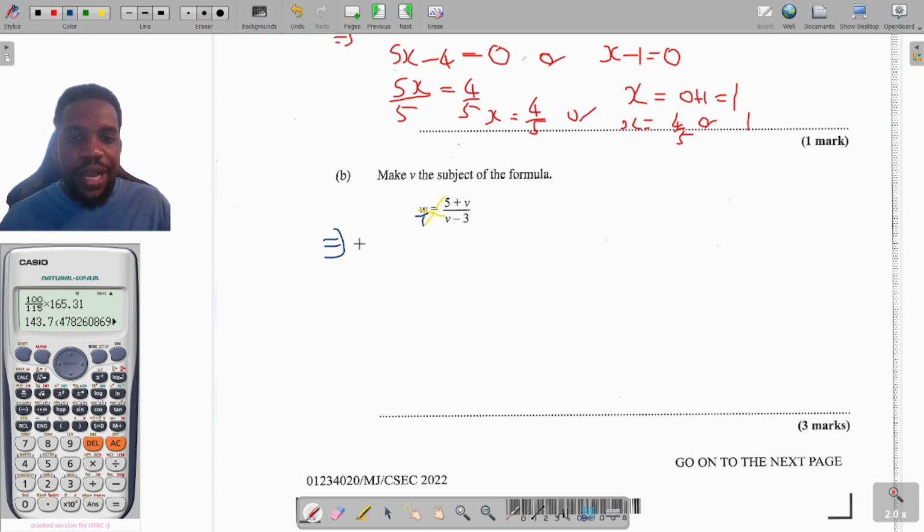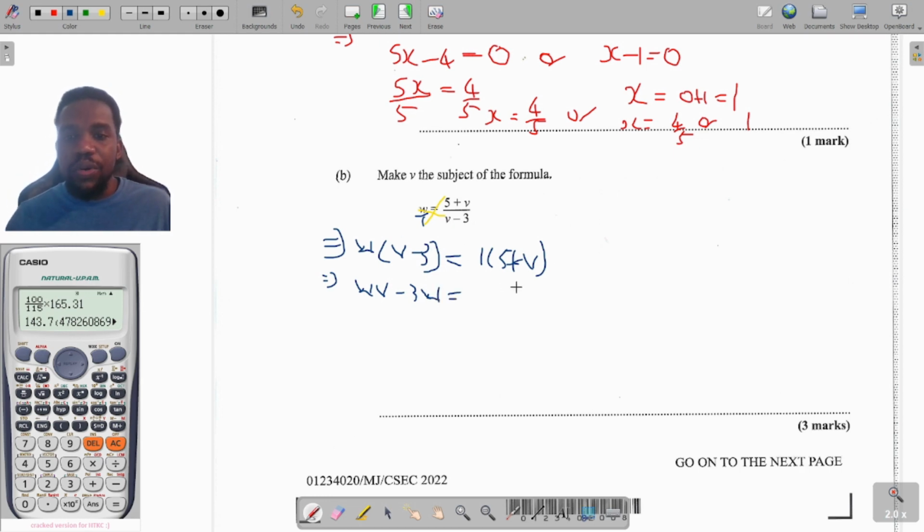So I'm going to have W in bracket. I'm going to have V minus 3. I have a bracket because I need to multiply one thing by more than one thing, right? Then I'm going to have 1 open bracket 5 plus V. Okay, good so far. Now let's expand this. Now W times V is WV, and W times a negative 3 is minus 3W. Don't forget that this is negative, right? This is equal to 1 multiplying it by anything will give you back 5 plus V.